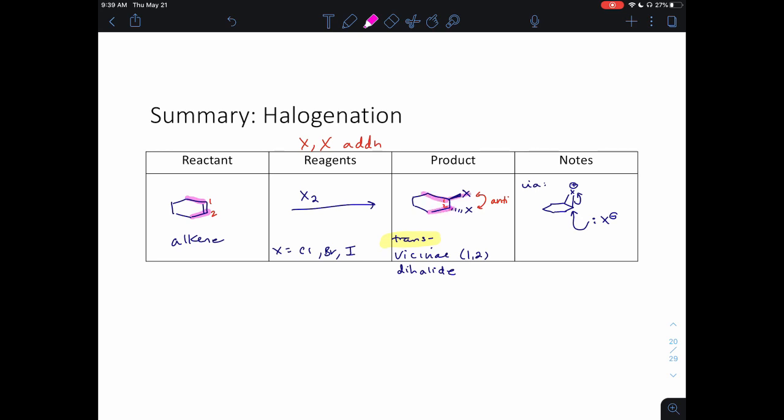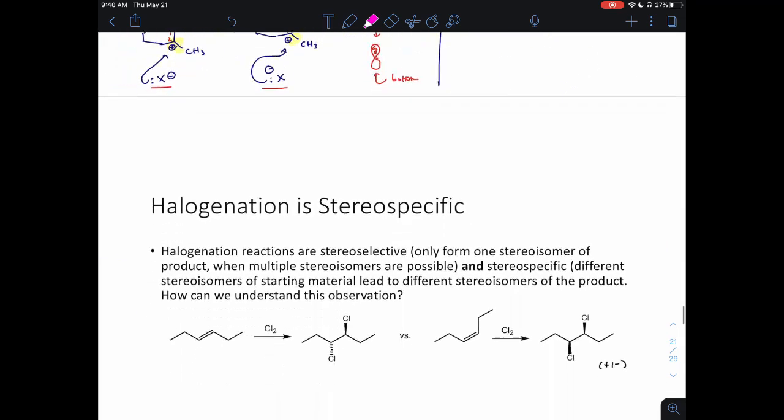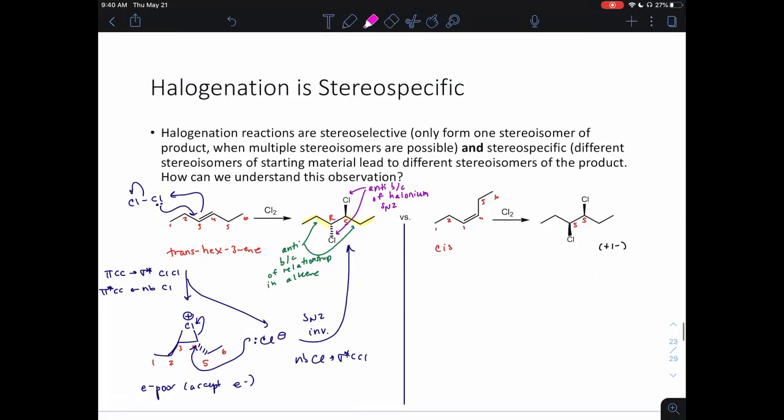Okay, so you have the anti-relationship of X due to the attack on the halonium ion, and then you have this cis relationship, at least this time, for the alkyl groups because they're locked in this cis conformation. So nothing ever changes. It's easier to see what's going on. It'll be harder for this next example.